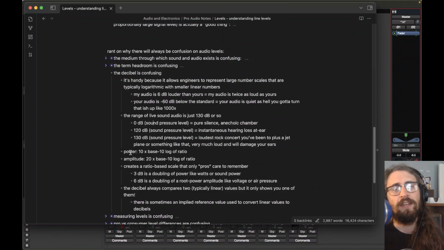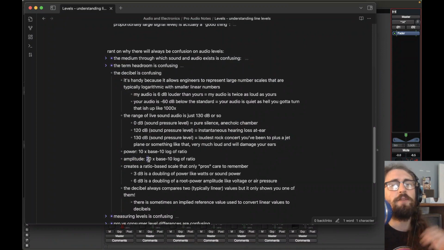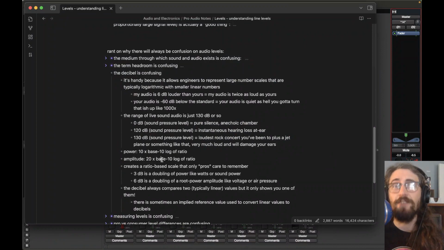It doesn't have to be confusing, but something that doesn't help with the confusion is that if you are comparing a power value, the decibel is defined as 10 times the base 10 log of the ratio of what you're comparing. So if you have a power level of 100 watts compared to 10 watts, you can convert that to a power decibel ratio value. And when you do it with a power value, you multiply this by 10. If you do it with a root power amplitude, you multiply it by 20. Obviously.